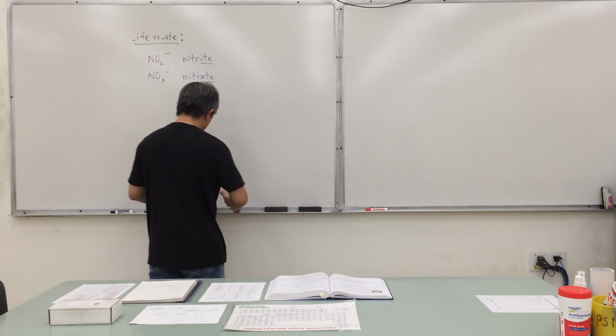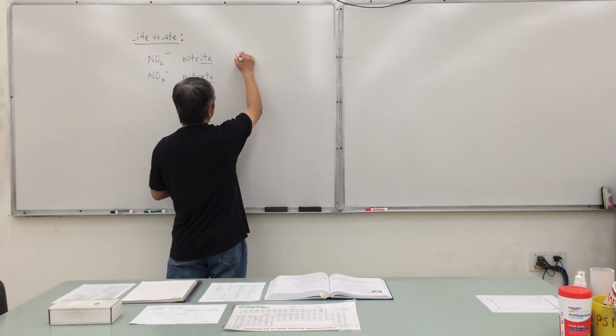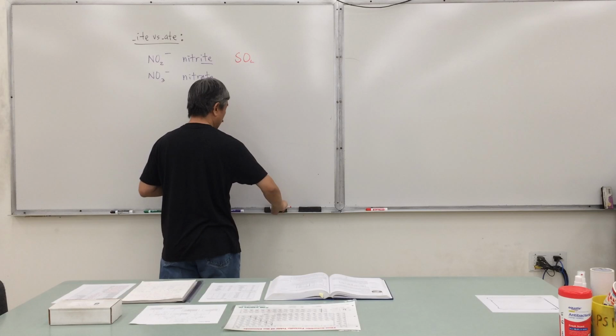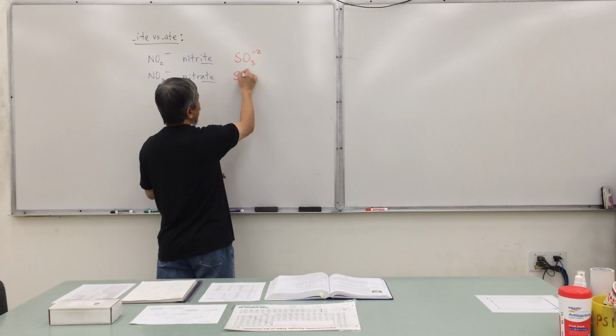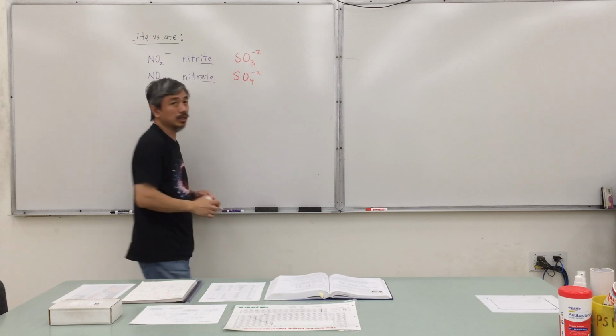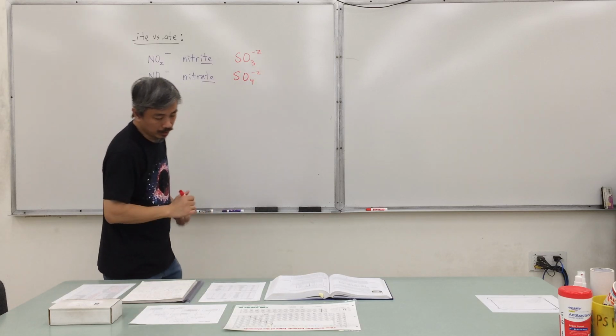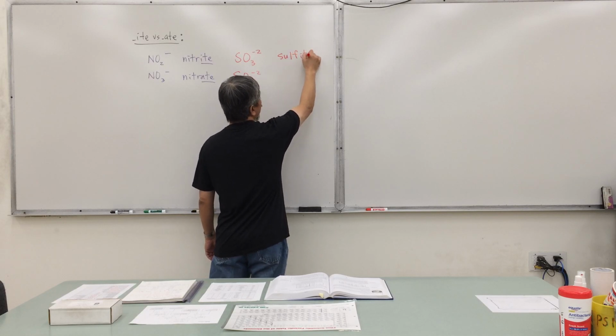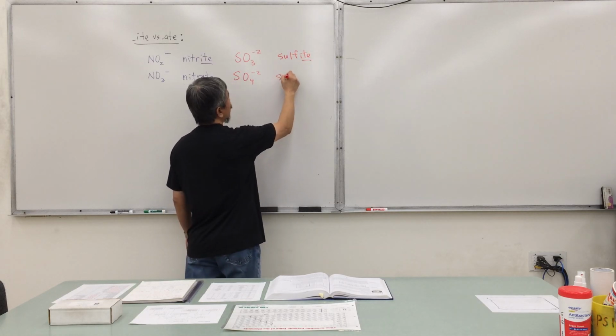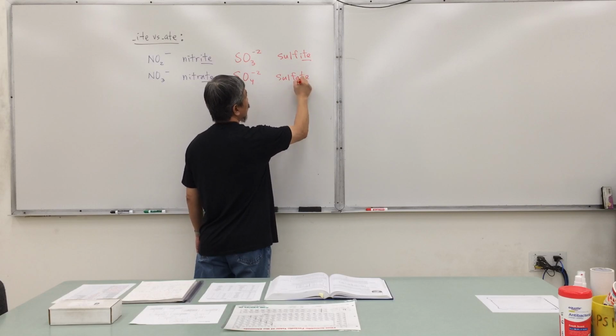What if I look at another one that has the same two endings? So this time, SO3 with a -2 and SO4 with a -2. And again, if you look it up in your reference sheets, this is now called the sulfite. This is called the sulfate.